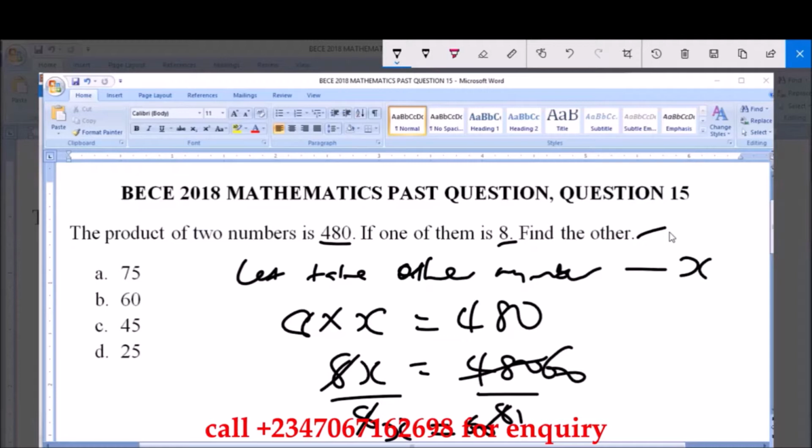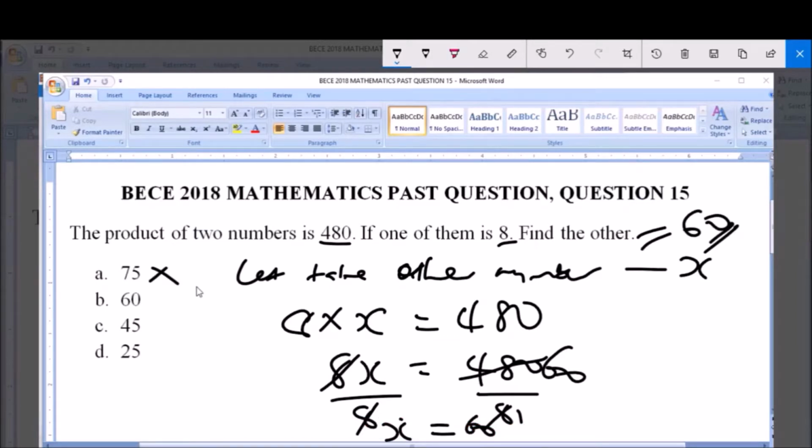From our options, A says 75, which is wrong. B says 60, which is correct. C says 45, which is wrong, and D says 25, which is wrong. So our final answer is B, 60.